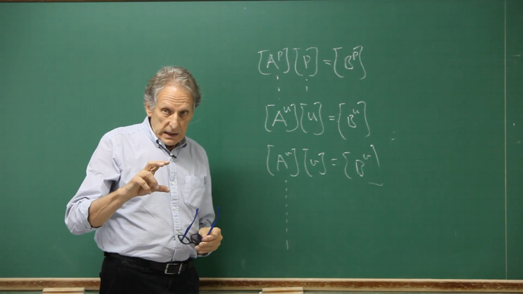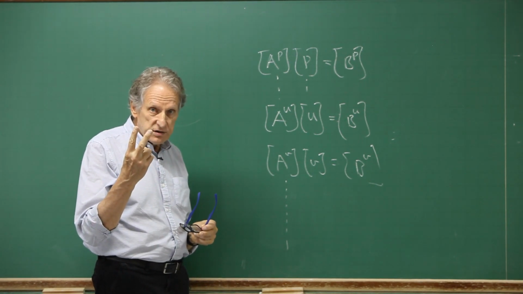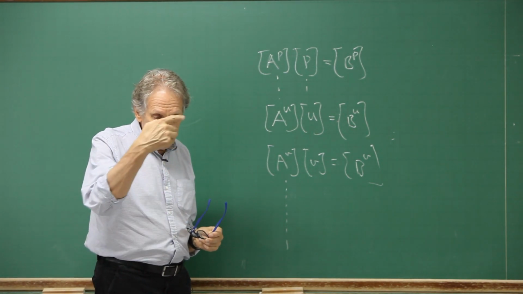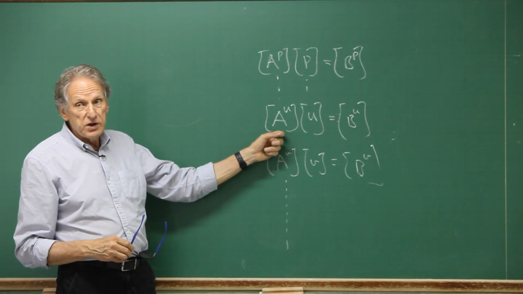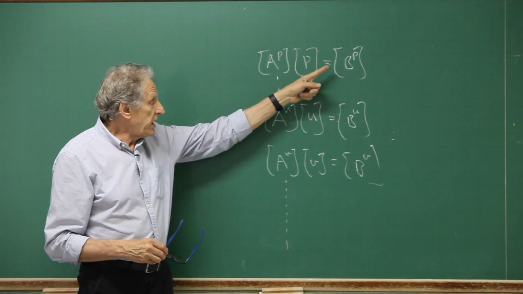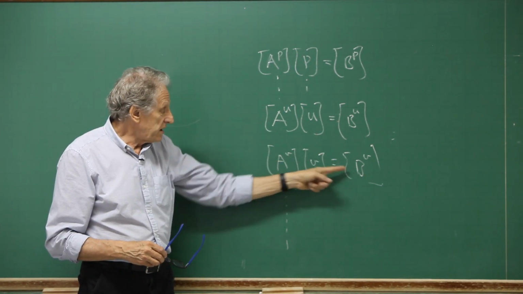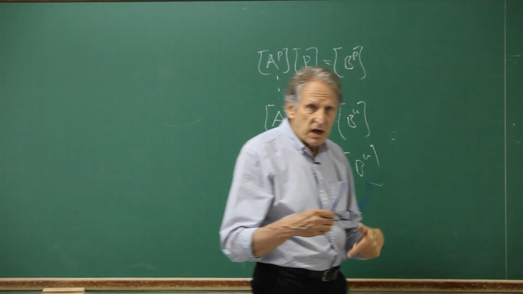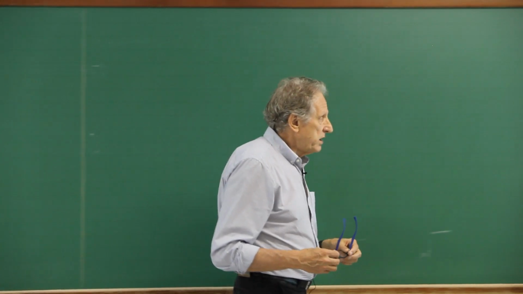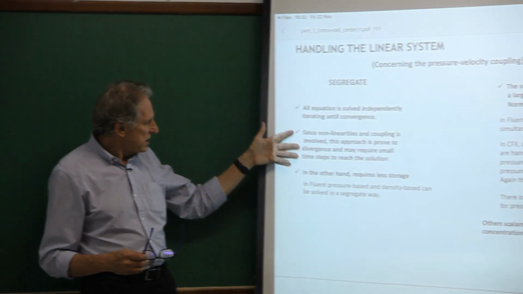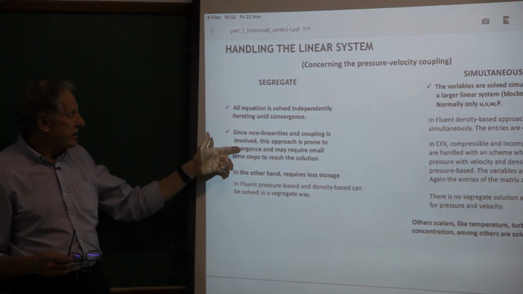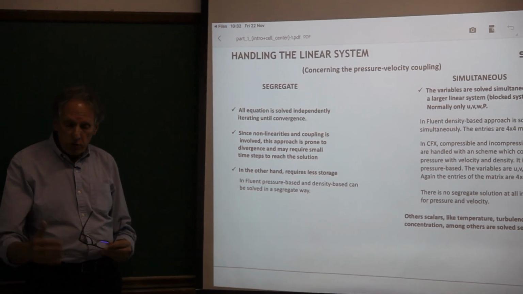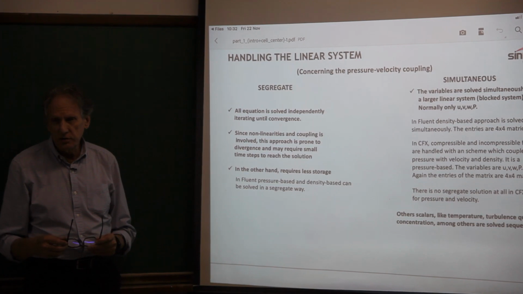Nonlinearities and coupling. Because as you go solving the equations, this matrix changes because of the coupling, and pressure is there, and then you change pressure, so you are solving the pressure-velocity coupling and also the nonlinearities. What is almost written here. Since nonlinearities and coupling are involved, this approach is prone to divergence and difficult for the solution.